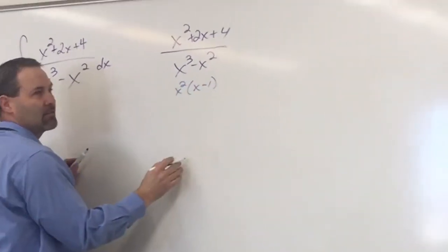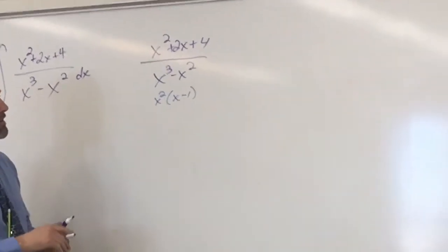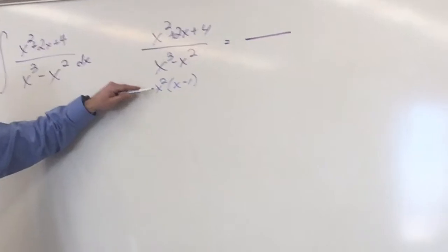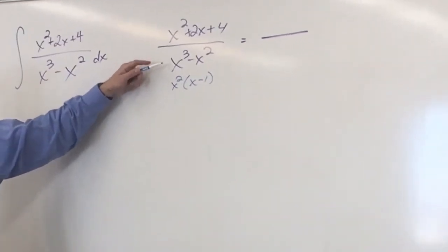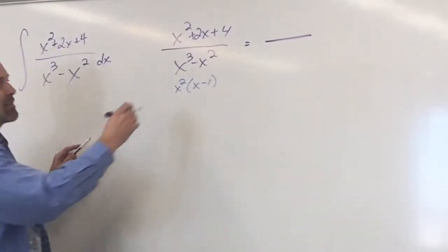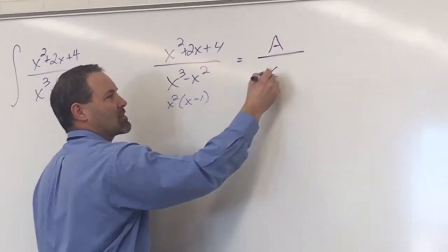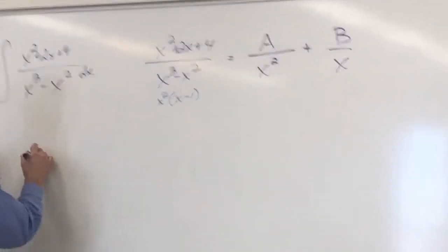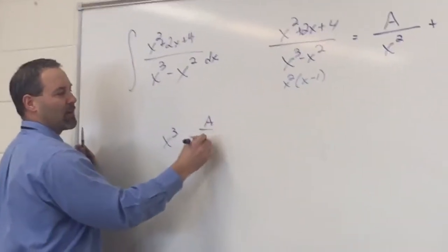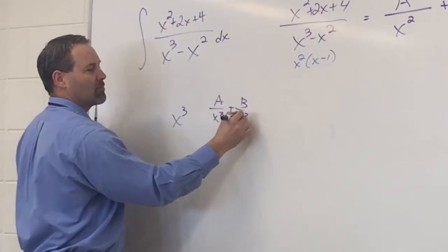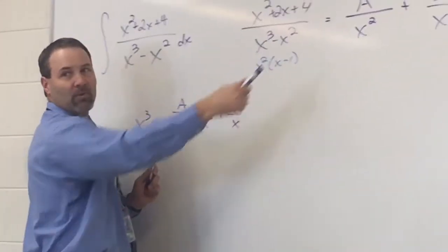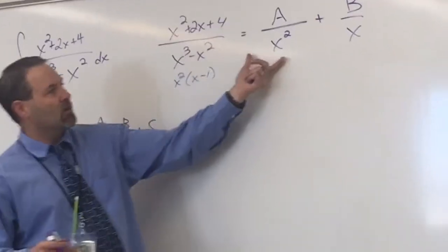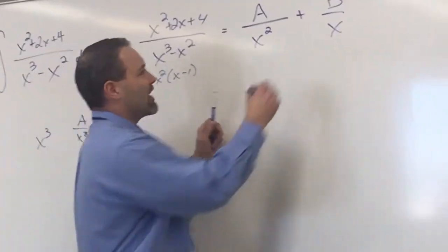Alright, so the bottom factors to be x squared times x minus 1, right? One of our rules in partial fractions: if you have a factor of multiplicity 2 or above, you have to assign an a for the x squared and a b for the x. So if it was x cubed, you would go a over x cubed plus b over x squared plus c over x. You have to work your way down. Remember that? Okay, so the x squared requires 1 for x squared and x, and then I have c for x minus 1.